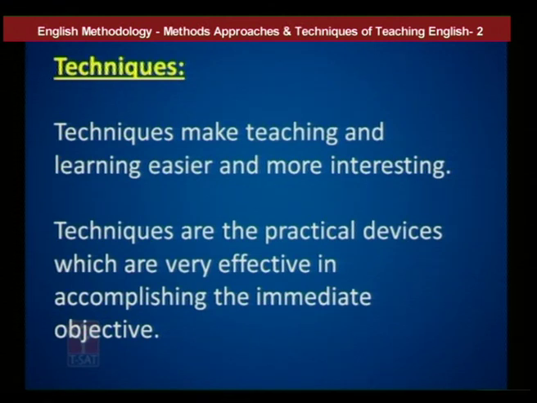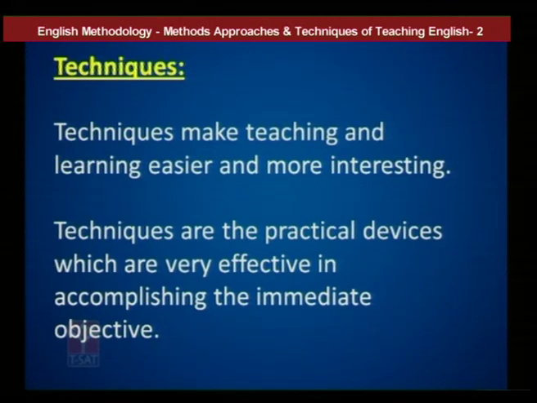These are the different methods we have discussed. One more part is the techniques, which are also part of teaching the English language. Techniques make teaching and learning easier and more interesting. They are practical devices which are very effective in accomplishing the immediate objective. Based on the topic, we can make the classroom very effective and interesting by creating certain situations or techniques.